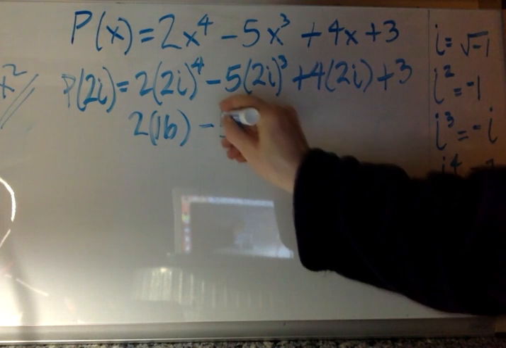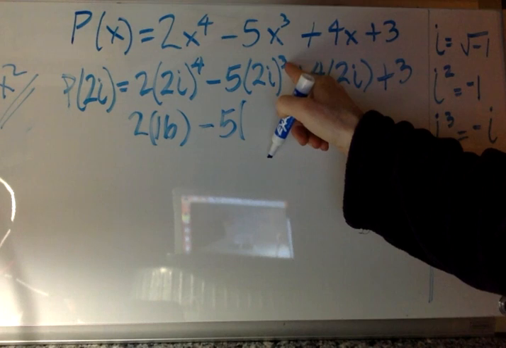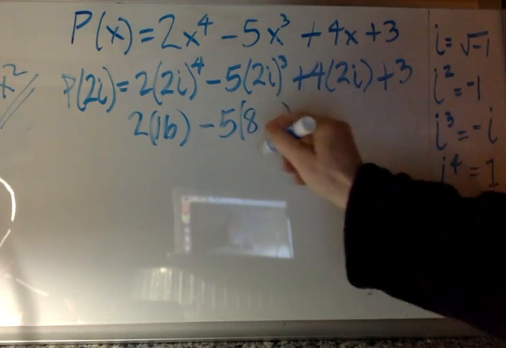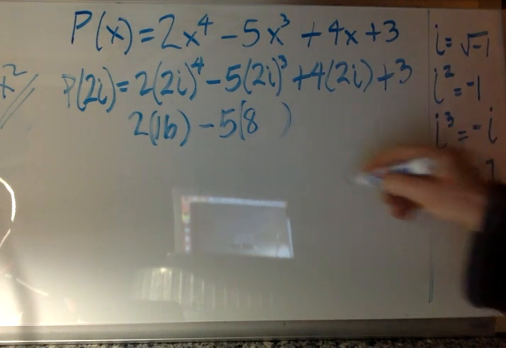This one, I'm going to take away 5 sets of 2i times 2i times 2i. That's 2 that's being cubed, that's 8. And then i that's also being cubed, that's -i.